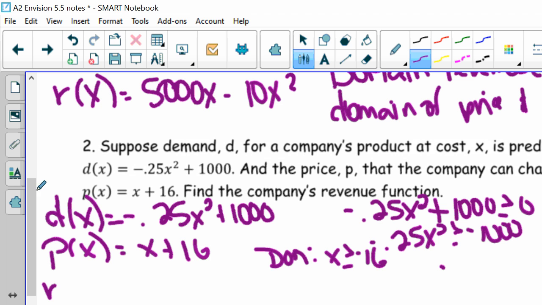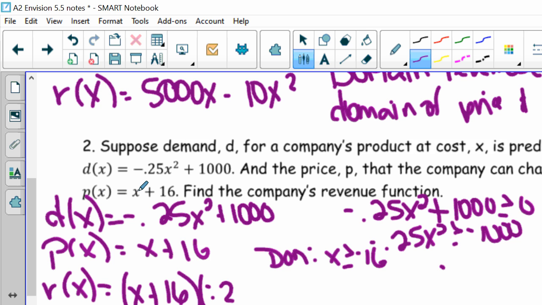So now our revenue, same thing. It's our price times our demand. So X plus 16 times negative 0.25x squared plus 1,000.